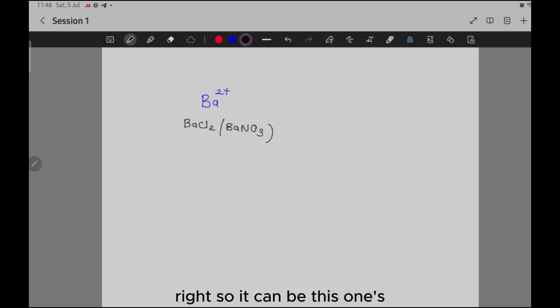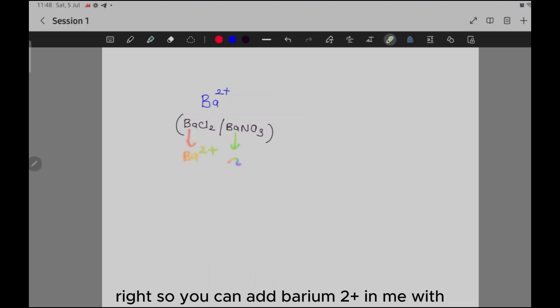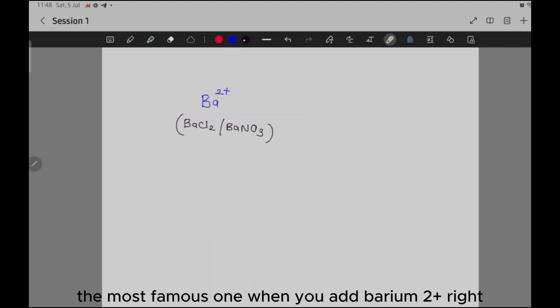So it can be in this form. If you see this, you can see barium 2 plus is embedded here, right? You can add barium 2 plus to a solution by the addition of many compounds. End of the day, if you add barium 2 plus, we'll find out what precipitates are possible.